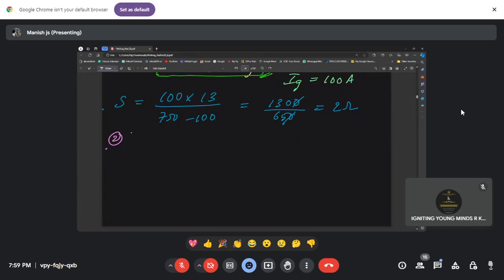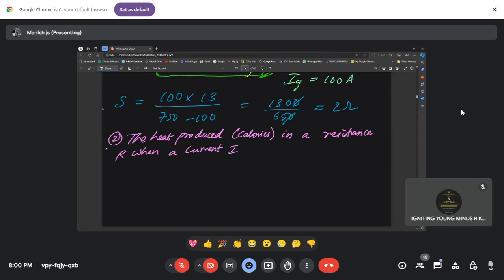The heat produced, say this is in calories, in a resistance R, when a current I flows through it for t seconds, is given by the expression.